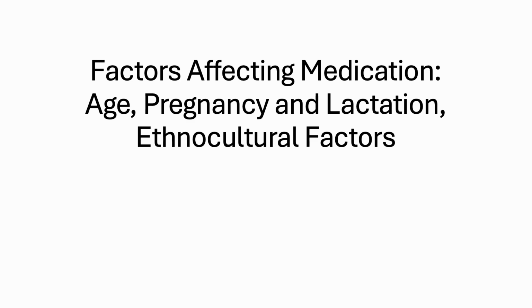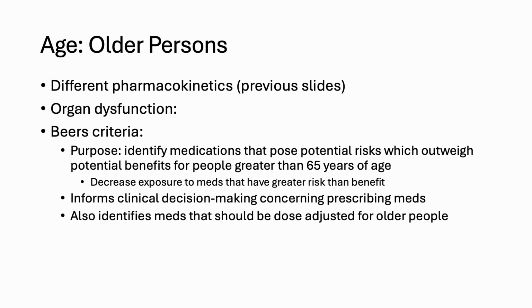Now we are moving into different physiological factors that affect how our body responds to medication. So older people, I mentioned how older people have different parts of pharmacokinetics, but now I'm going to teach you about Beers criteria. Beers criteria was developed as a way to identify meds that pose risks to people that are greater than 65, whose risks outweigh the benefits. And the purpose of educating doctors and nurses about Beers criteria is basically so that older people are less exposed to meds that have a greater risk than benefit.